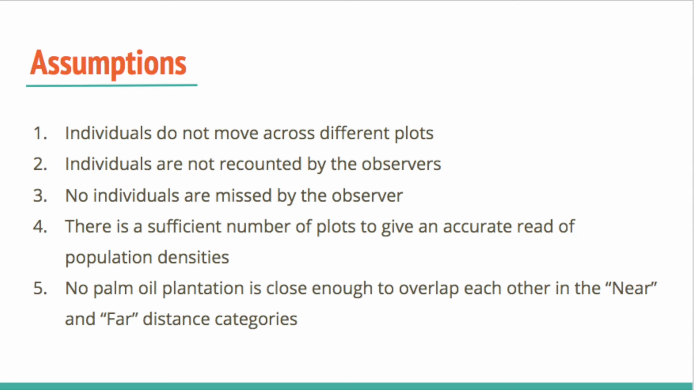Our assumptions for our experiment are that no individuals move across different plots. Another assumption is that individuals are not recounted by observers. Our third assumption is that no individuals are missed by the observer. Another assumption is that there is going to be a sufficient number of plots to give an accurate read of population densities. And our last assumption is that no palm oil plantation is close enough to overlap each other in the near and far distance categories.